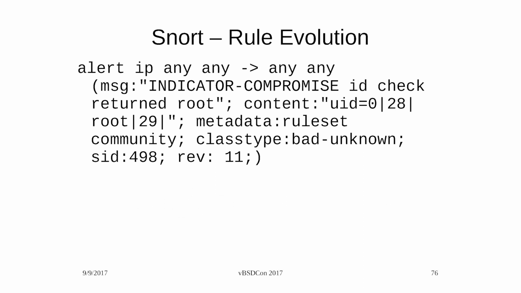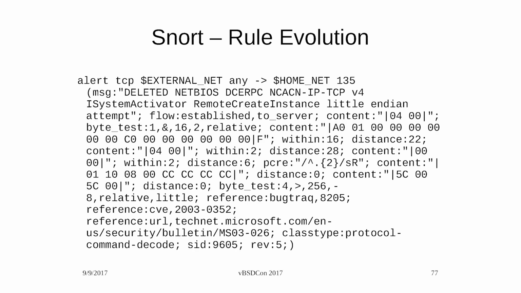So this is an older Snort rule, just a basic text-based alert looking for whether someone has compromised a root box, where you get your UID equal to 0. As it moved on, you get more complex operations like byte test, adding more things that allow you to detect things on the network.